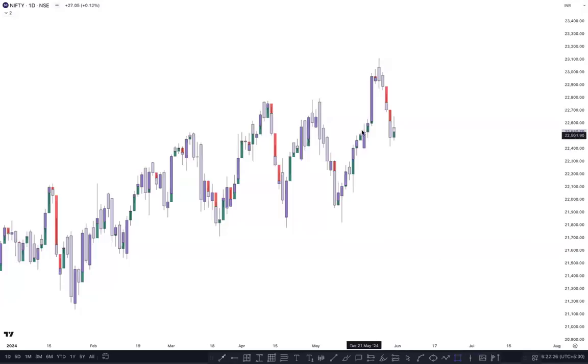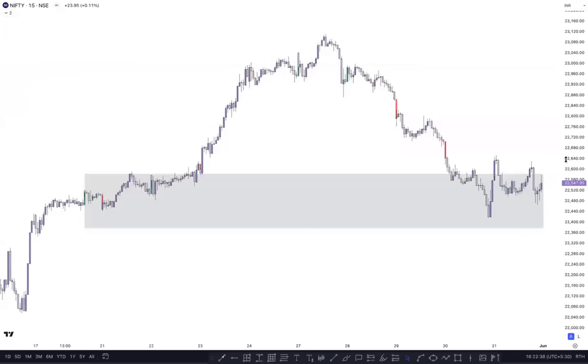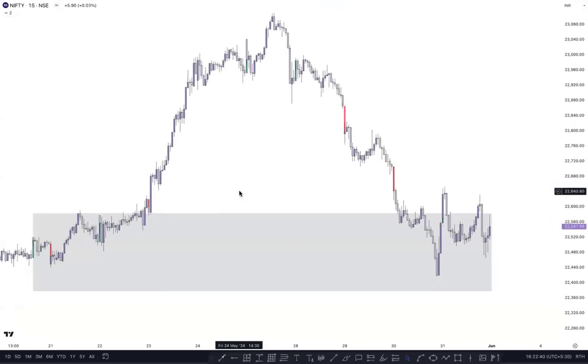So if price holds this point, we can see some bullishness. Otherwise, if this low, this zone, fails, then we can see strong downside momentum right here in Nifty, because in a lower time frame there is no good indication. The higher time frame structure is bullish, but in a lower time frame there is no good indication in Nifty and Bank Nifty right here.